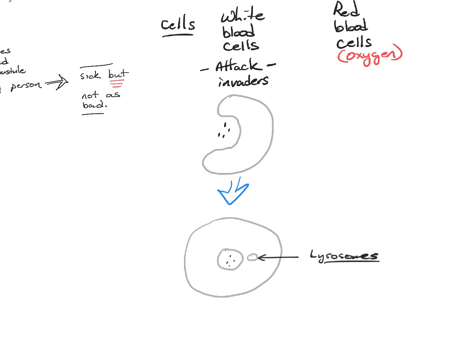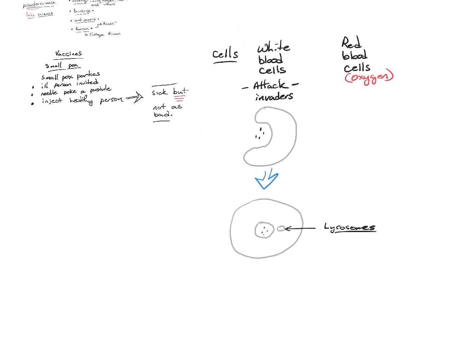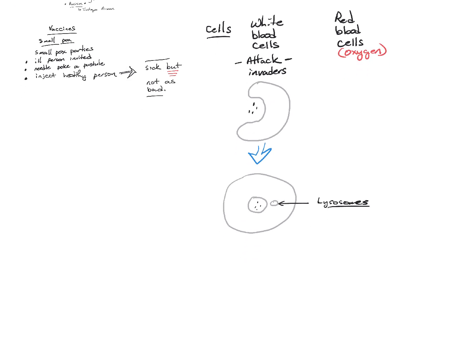That have killer enzymes in them, and they kill the bacteria. They break it all down. And we'll talk about lysosomes and proteins and bacteria and cells. So by the time the white blood cell is done, they kill billions of bacteria, viruses, or what have you.